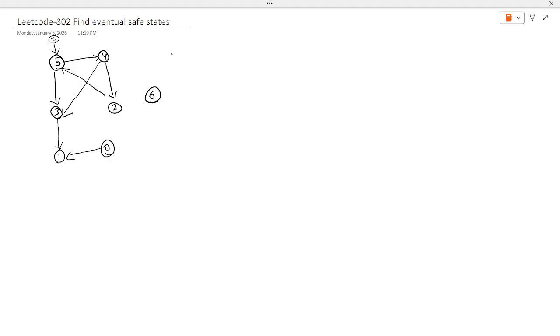In the question we are given a terminal node. A terminal node is a node with 0 outgoing edges. If I consider the example of this graph, here 1 and 6 are terminal nodes because both of them have 0 outgoing edges. If I consider 1, there is no outgoing edge from 1, and if I consider 6, there is no outgoing edge from 6. Hence 1 and 6 are terminal nodes.